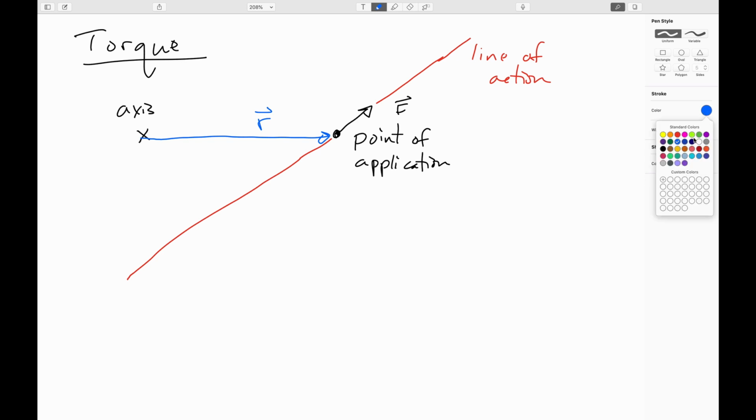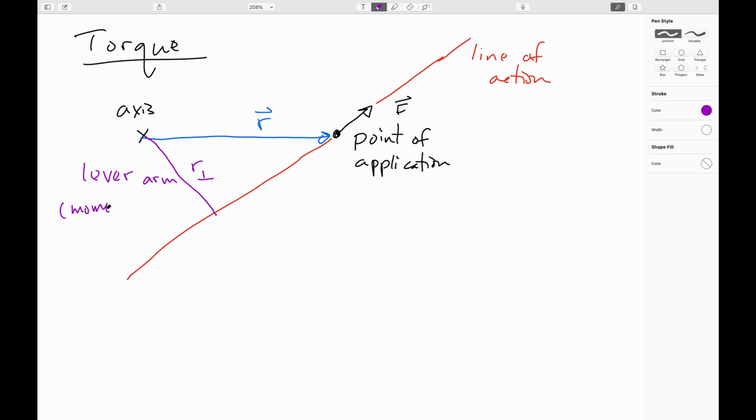But it'll turn out, if you think about it carefully, remember we said that you'll get the most bang for your buck trying to open a door if you push square or perpendicular to the door itself. So what's going to matter here is this distance perpendicular to the axis. This usually gets just labeled R perpendicular, but it has a couple of different names, and I'll probably use them about 50-50. It'll either get known as the lever arm, or it's also known as the moment arm.